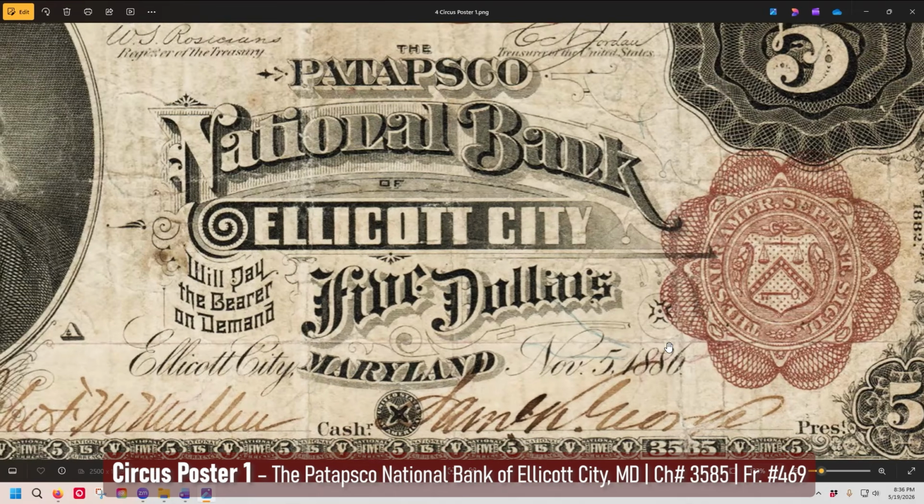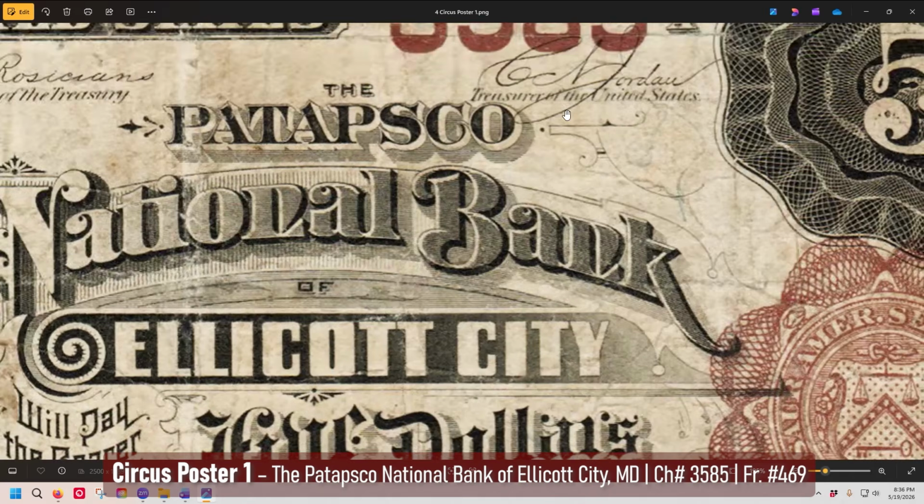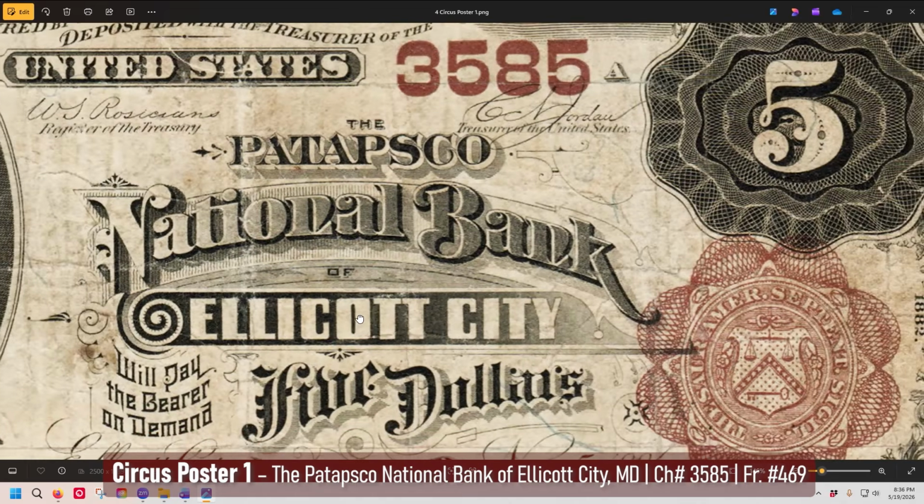So they call this the circus poster because of the National Bank, right? That part of the layout looks like what would come on a circus poster of the day. And the "will pay the bearer on demand" is how you tell those apart. Here's where they're getting really creative. It's funny with the little tiny element coming up right here. Normally you'd see one reflected on the other, but this is very unique.